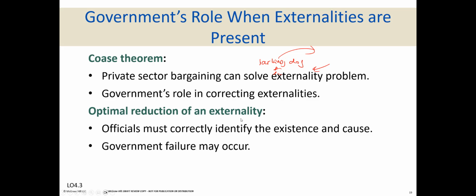There is no government intervention here, but the market agents solve the problem by bargaining rights to have the externality. And optimal reduction of externality is not an easy task. Why? Because officials must correctly identify the existence of the externality and its cause, and therefore we might have government failure in that case. So we started with market failure, and in case the government doesn't correctly identify the existence and cause, they may not identify the optimal reduction of an externality, which is government failure.